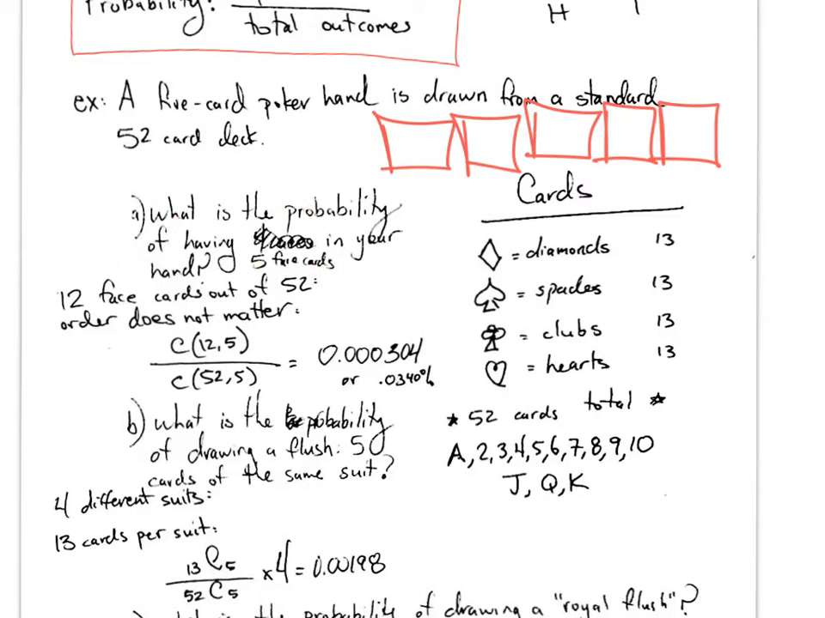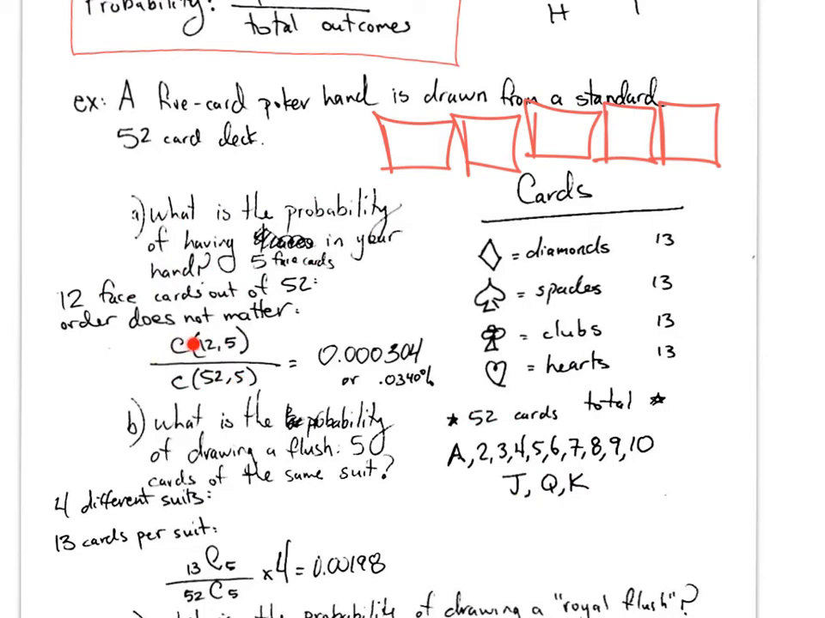So for part A, what is the probability of having 5 face cards in your hand? These cards are randomly dealt to you out of a 52-card deck. So we're talking about the specific outcomes. There are 3 face cards per suit, so a total of 12 face cards. Our specific outcome is, out of 12, you're getting a group of 5, so 12C5. And then the total possible outcomes is, out of 52 cards, you are given a hand of 5, so 52C5.